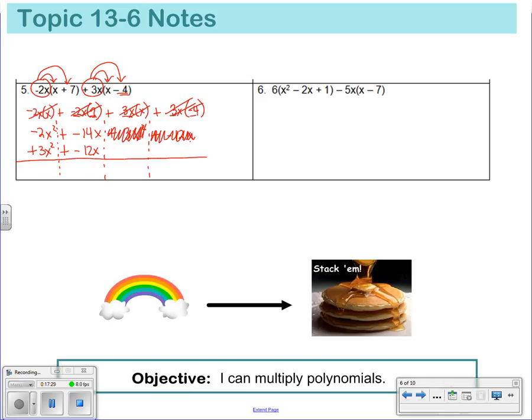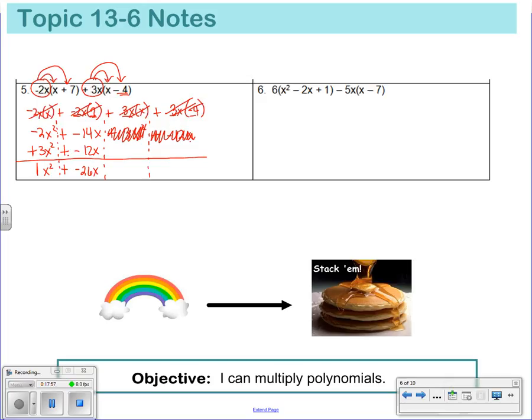This is my stacking. So I have a negative 2 plus a positive 3. Negative 2 plus a positive 3 is 1, x squared. And then I have a negative 14x plus a negative 12x. Again, using my calculator. I see they have the same sign. That means I can combine them. So this is a negative 26x.